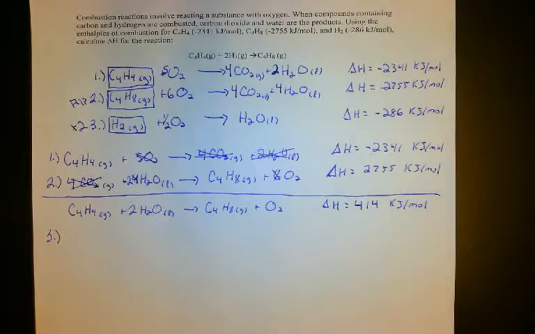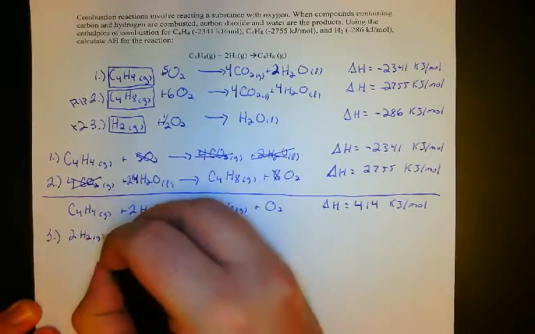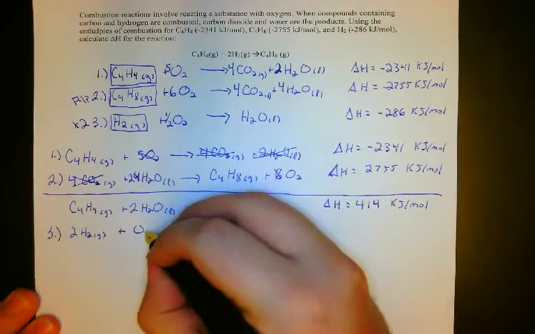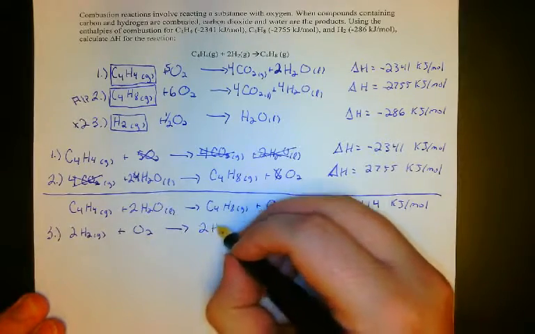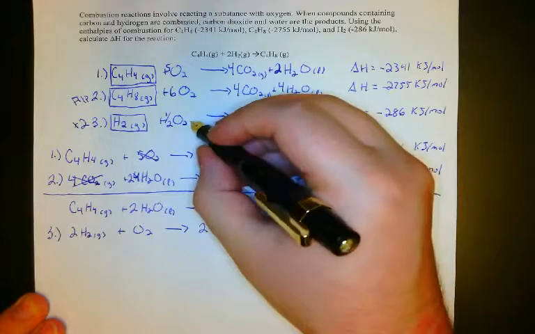So when I do that, it will be 2H2 plus, what's 2 times a half? Just 1, so just an O2, and then 2H2O. That should be a gas.